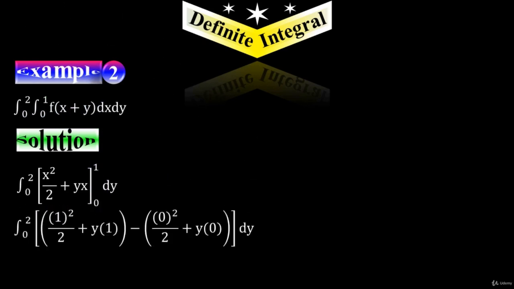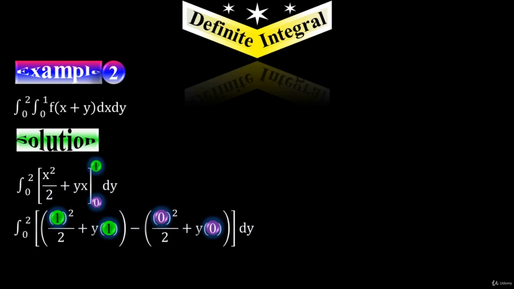Solution. Now what we're going to do here, we're going to take the first integration and we'll differentiate the given function f of x plus y with respect to dx. Differentiate this function with respect to dx. We have now x squared over 2 plus y times x. These are the limits, and put the value of these limits here. Put the upper limit first and then the lower limit.